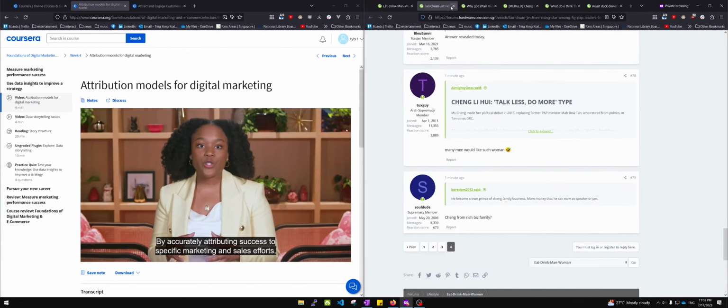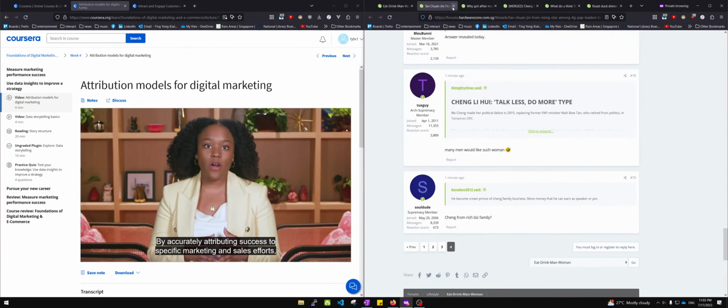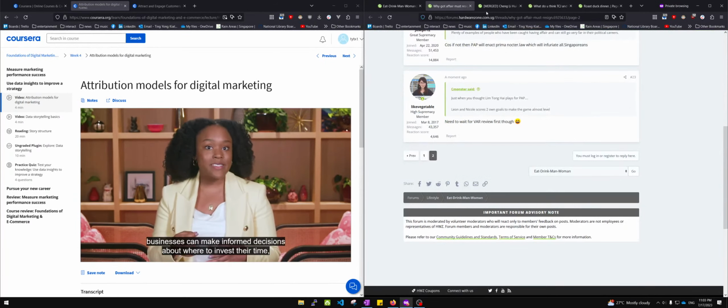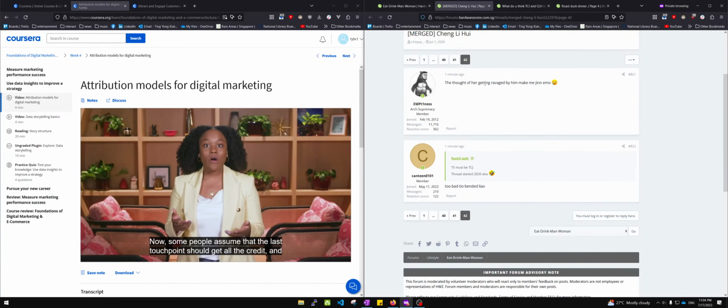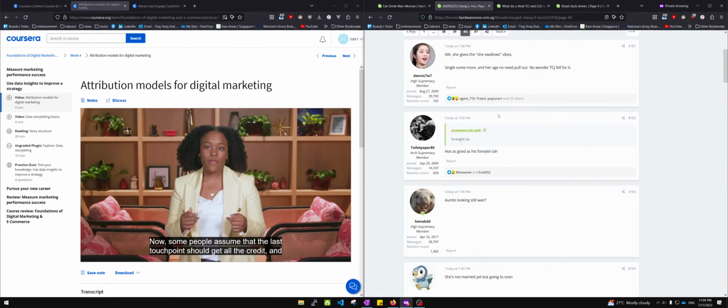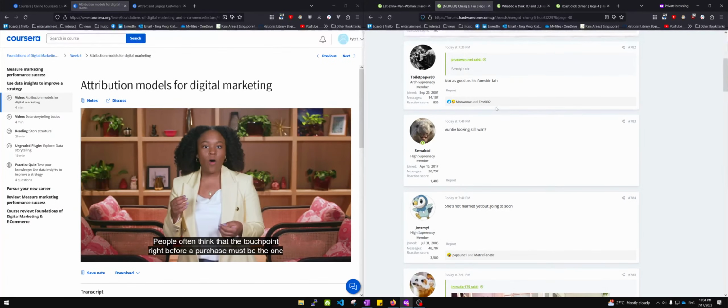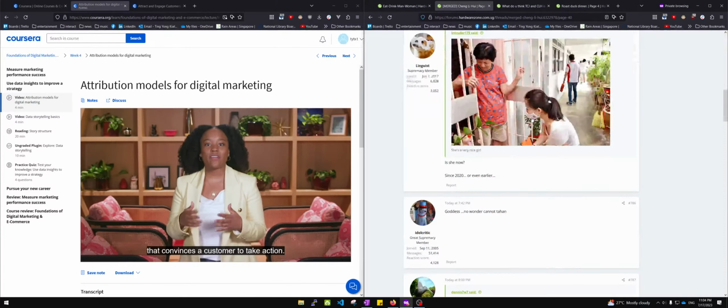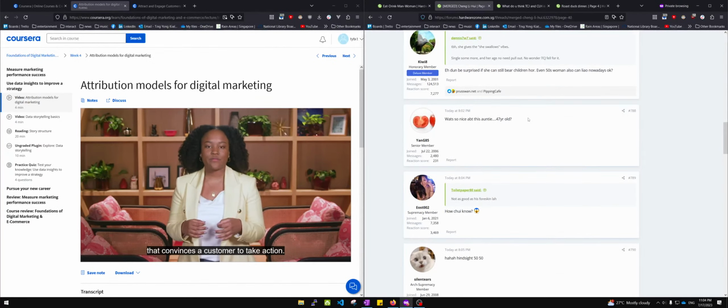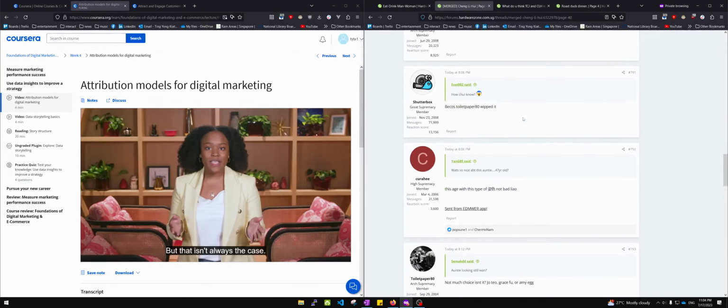By accurately attributing success to specific marketing and sales efforts, businesses can make informed decisions about where to invest their time, budget, and resources. Now, some people assume that the last touch point should get all the credit. And it makes sense, right? People often think that the touch point right before purchase must be the one that convinces a customer to take action. But that isn't always the case.